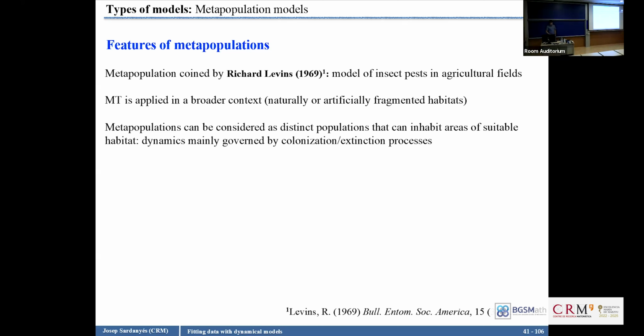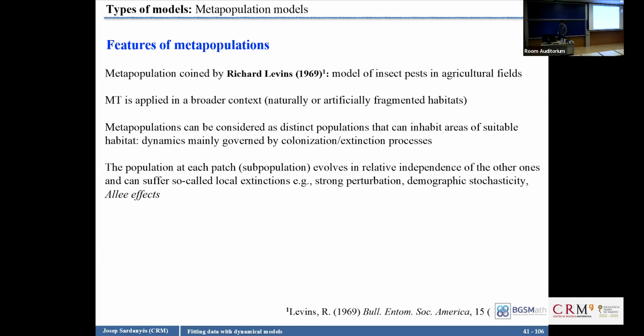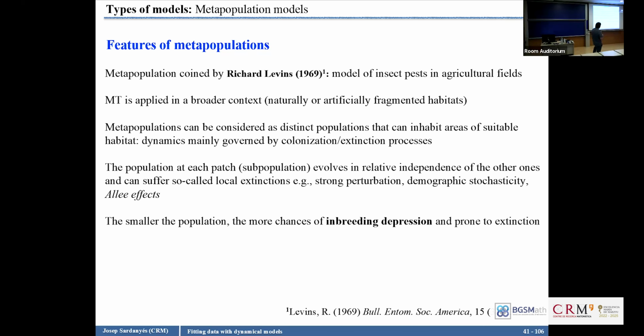Mainly, the dynamics of the whole population is governed by colonization and extinction processes. Each subpopulation is in some way independent, but they are connected through dispersal. In this type of system, we can have local extinctions, but the population as a whole can survive. So we can have local extinctions, but since we have this colonization process, the population will persist.